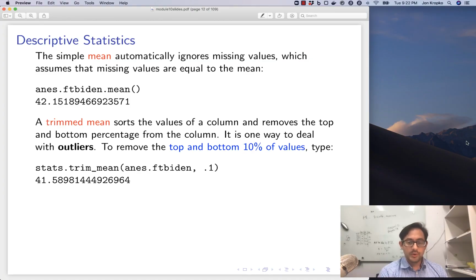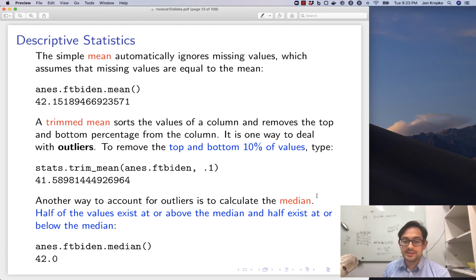Now, we might be concerned with outliers. That becomes more important for a feature like income, in which there are going to be some values at the top that are many orders of magnitude bigger than other values. So if we're concerned with outliers, we can always compute a trimmed mean. We can use the SciPy stats module and use this function trim_mean. When I write 0.1 here, it means that I'm calculating the mean after removing the top and bottom 10% of values. When I do that, the mean doesn't change very much. It goes down to 41.5.